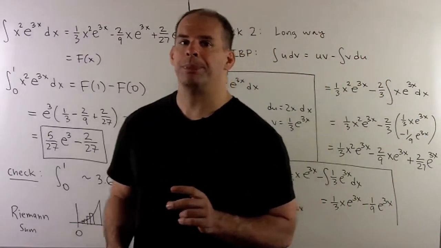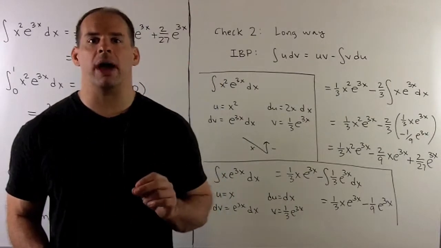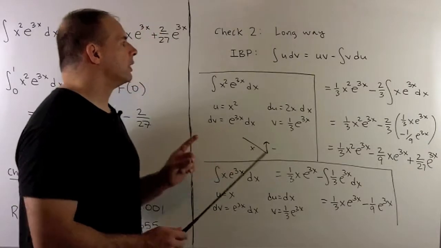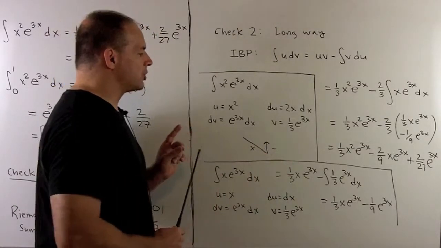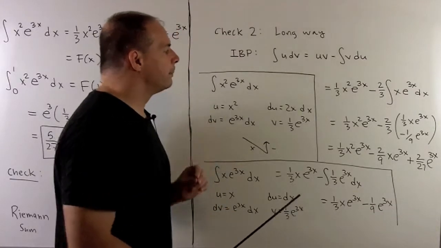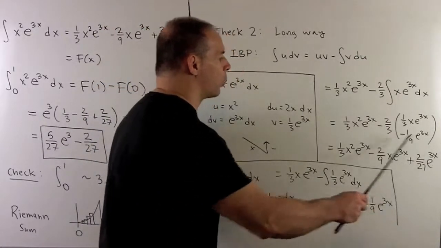For another check, we can just work out the antiderivative the long way using a double integration by parts. So here's the setup, and I'll just leave it to you to pause and work your way through it. But you'll see you get the same antiderivative when you work it out the long way.